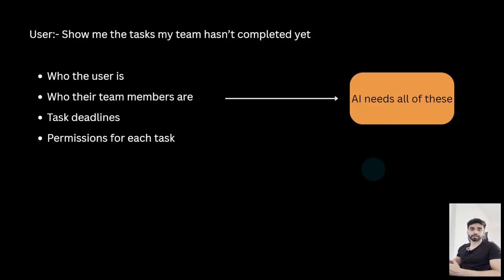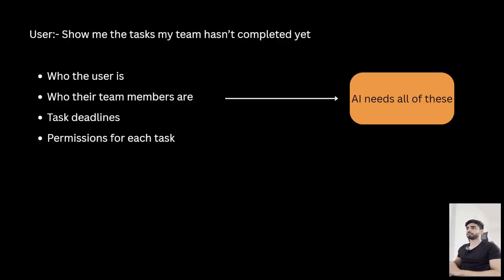But before MCP, we first need to know why context needs structure. By now, it's clear that AI cannot know anything unless we tell it. But here is the problem: we can't dump all the info everywhere. Let's take another example, a team collaboration app. The user asks, show me the tasks my team has not completed yet. To answer, AI needs to know who the user is, who their team members are, task deadlines, and permissions for each task. AI needs all of them.